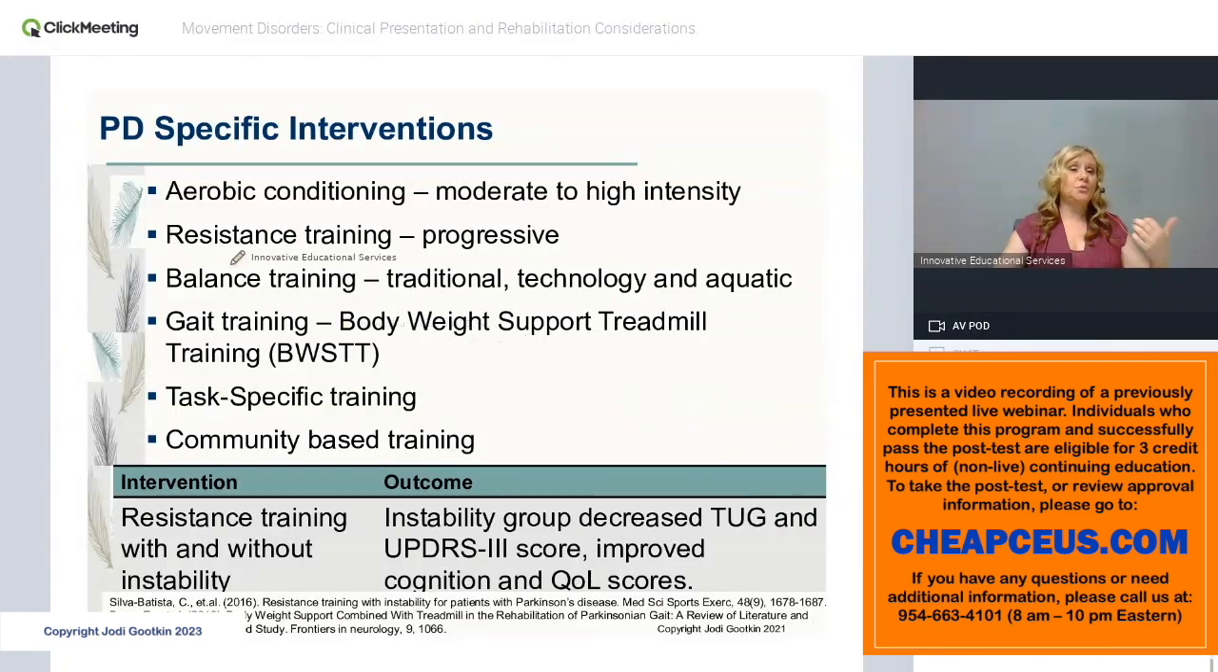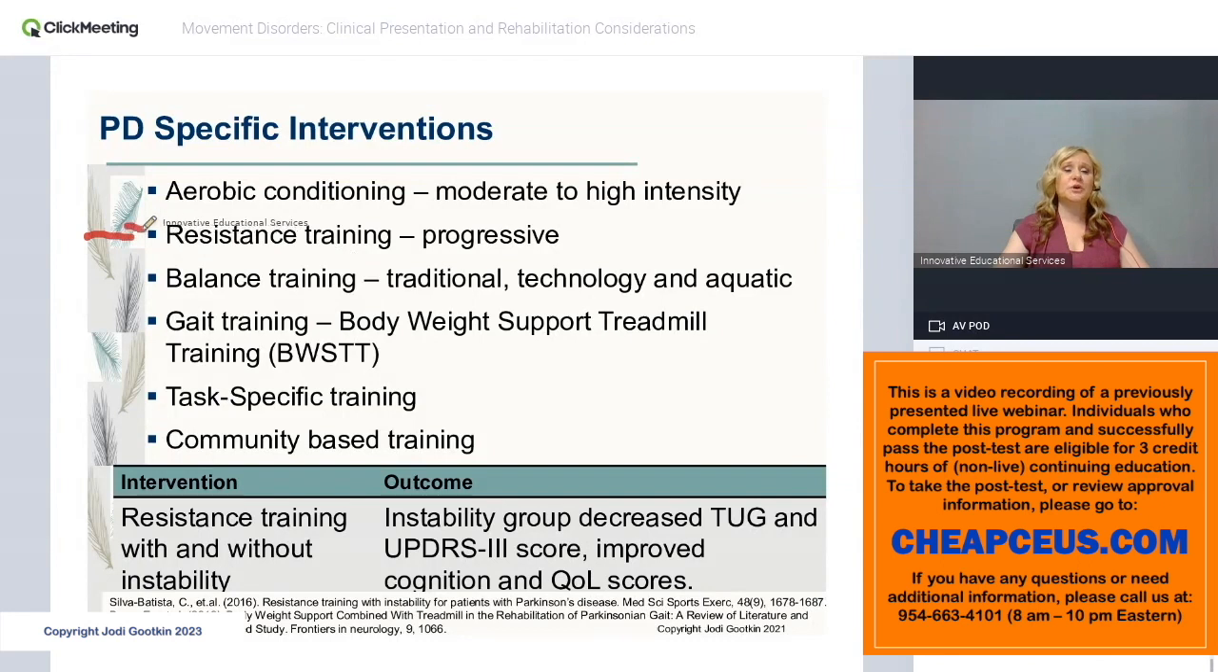So they could do walking, maybe they're on a treadmill. However, that patient who has freezing of gait, you probably don't want to put on a treadmill for safety measures. So that individual might be doing maybe a recumbent bike. So you're going to pick a mode that's appropriate for each patient, considering their safety and their cognitive ability to participate, the bradykinesia that they have.